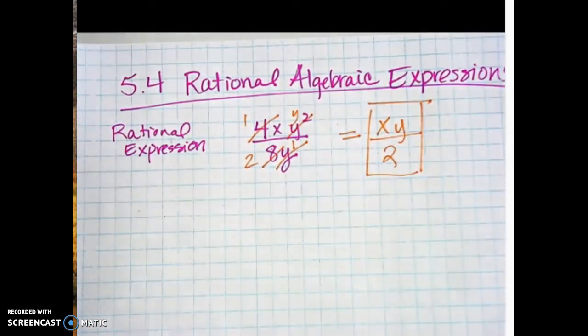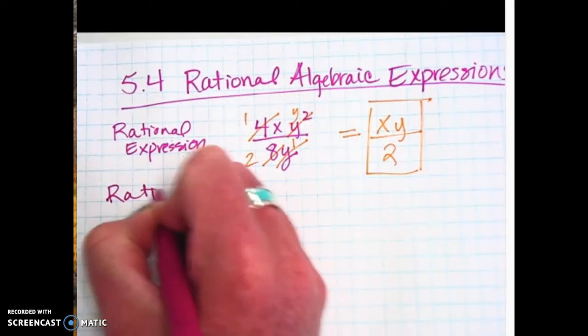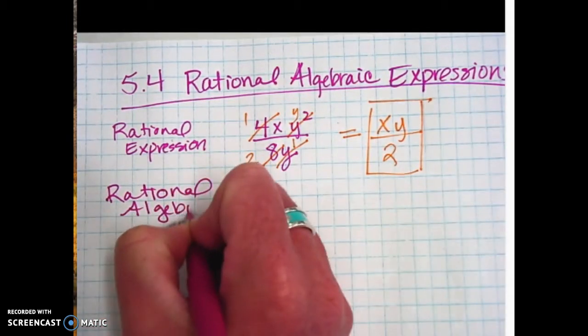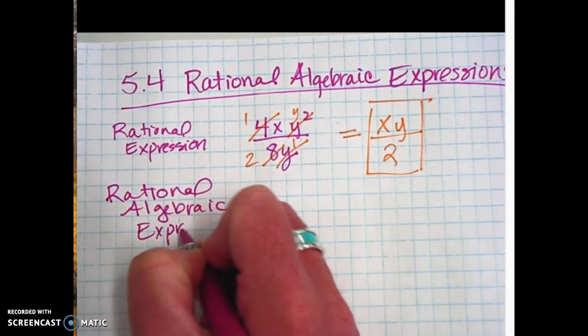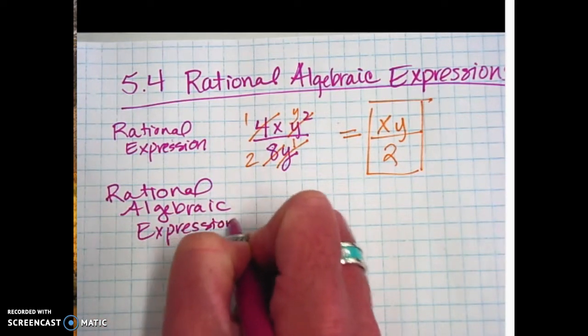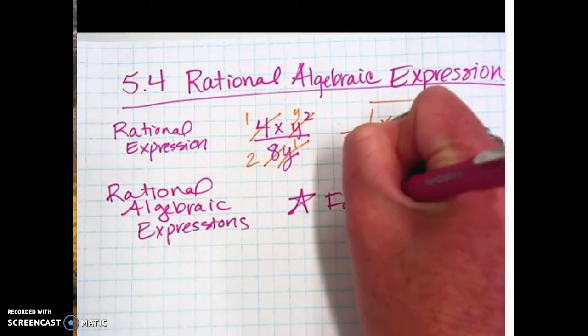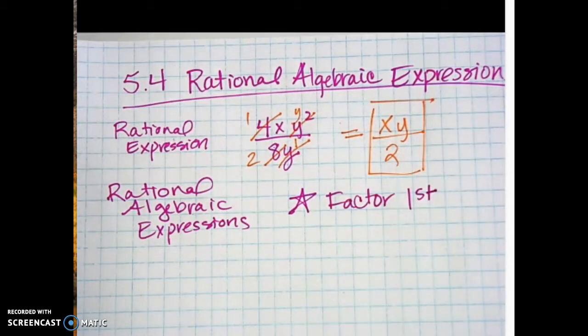Right? So when you get into what we call rational algebraic expressions, you're going to need to factor first. That's why we spent quite a bit of time factoring before we get into simplifying those rational expressions.